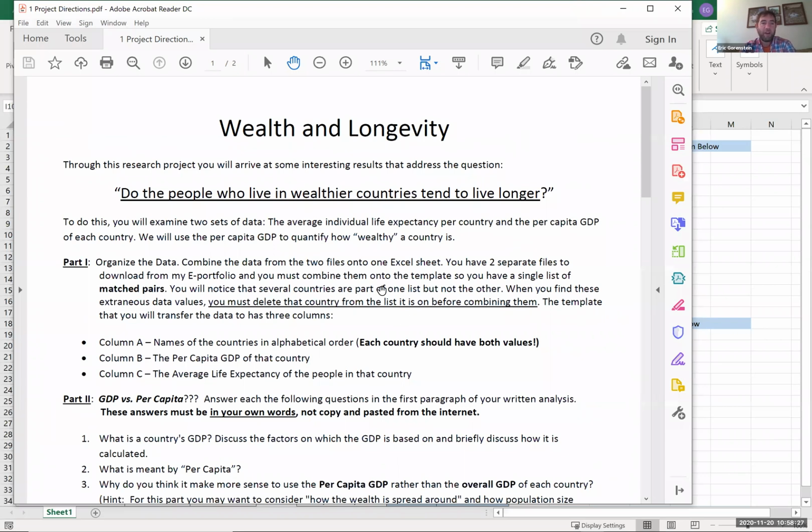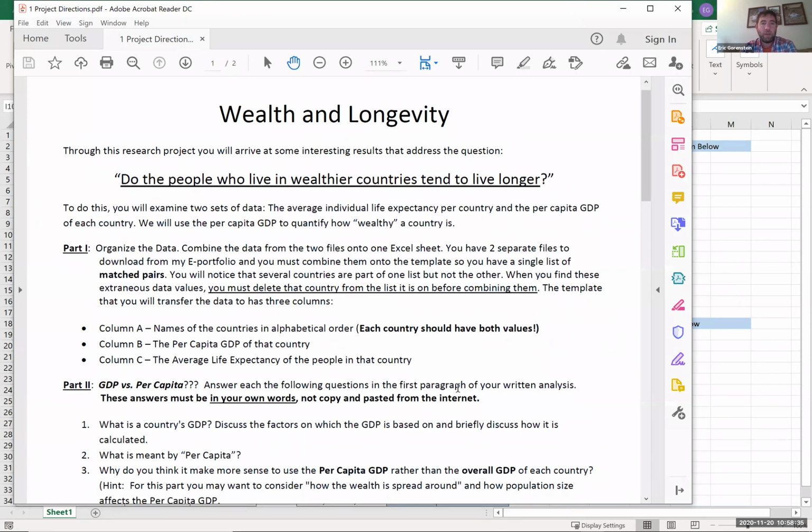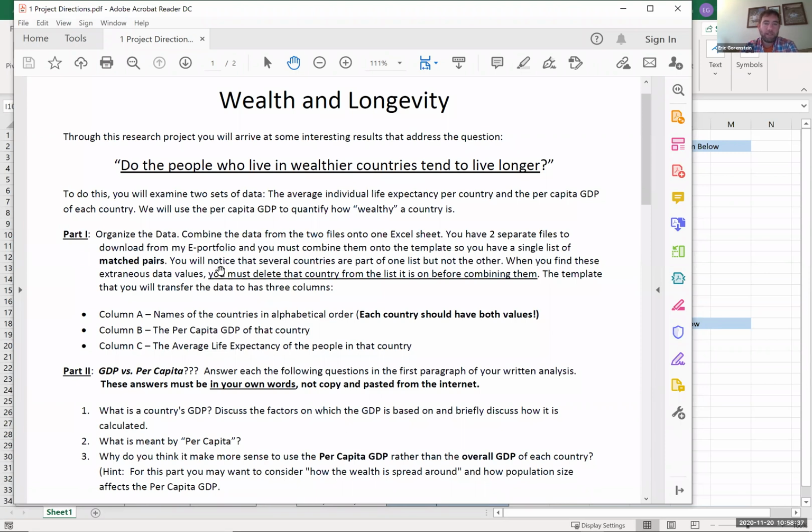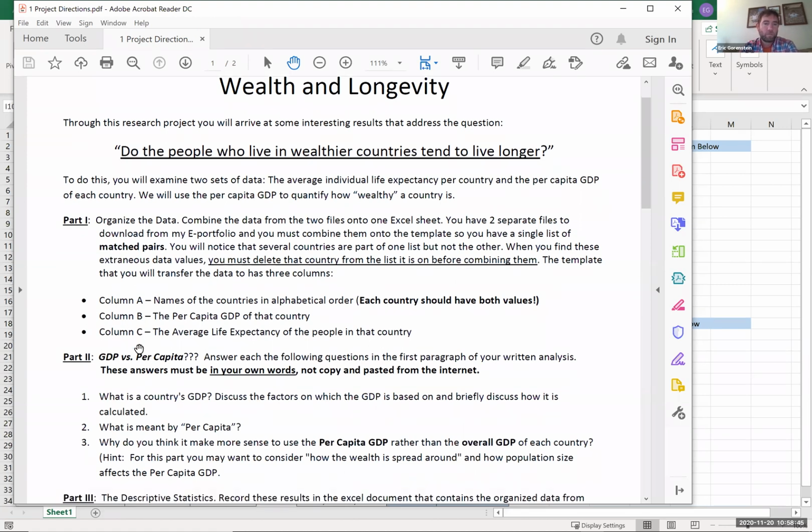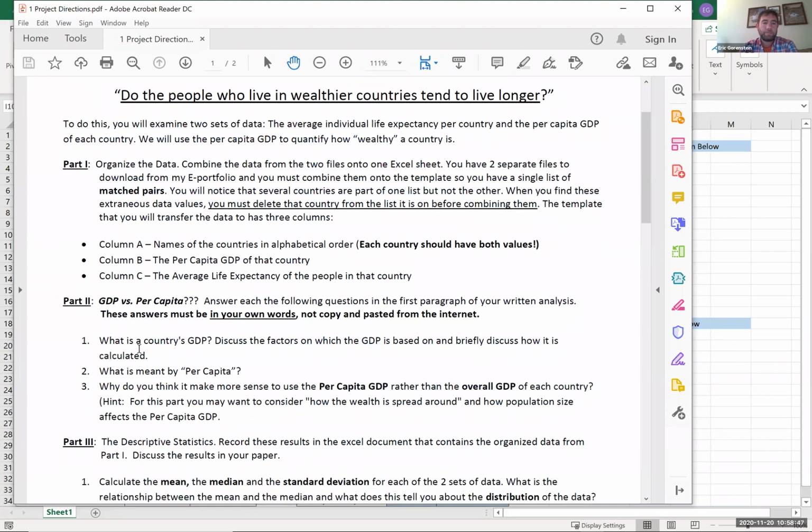And I've posted very detailed directions, everything that I've just said, laid out step by step. I give my directions. Part 1, organize the data. You must delete that country from the list if it's not on both. Copy them into the template.